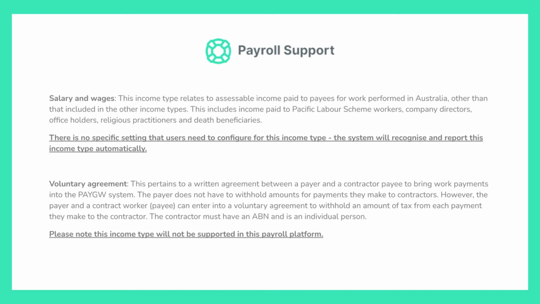Voluntary agreement. This pertains to a written agreement between a payer and a contractor payee to bring work payments into the PAYGW system. The payer does not have to withhold amounts for payments they make to contractors. However, the payer and a contract worker or payee can enter into a voluntary agreement to withhold an amount of tax from each payment they make to the contractor. The contractor must have an ABN and is an individual person. Please note, this income type will not be supported in this payroll platform.